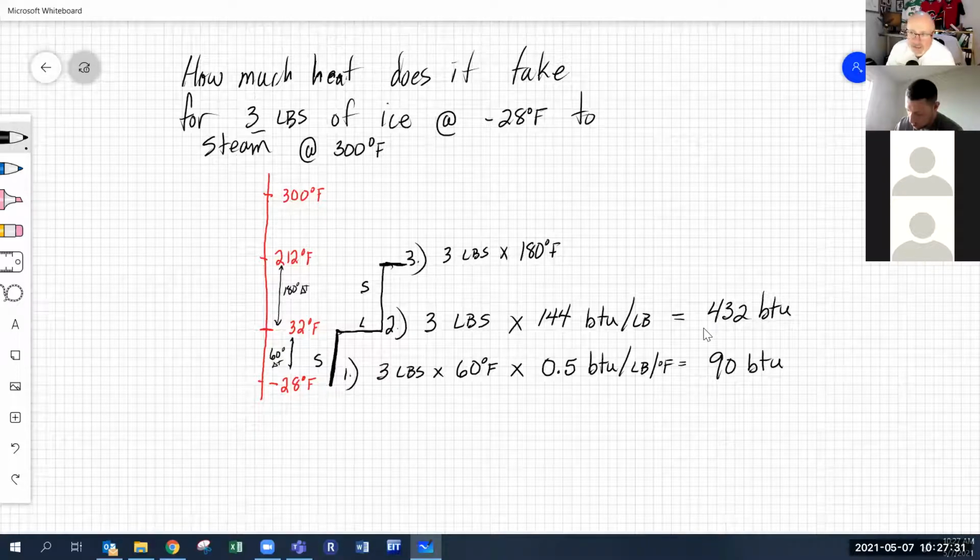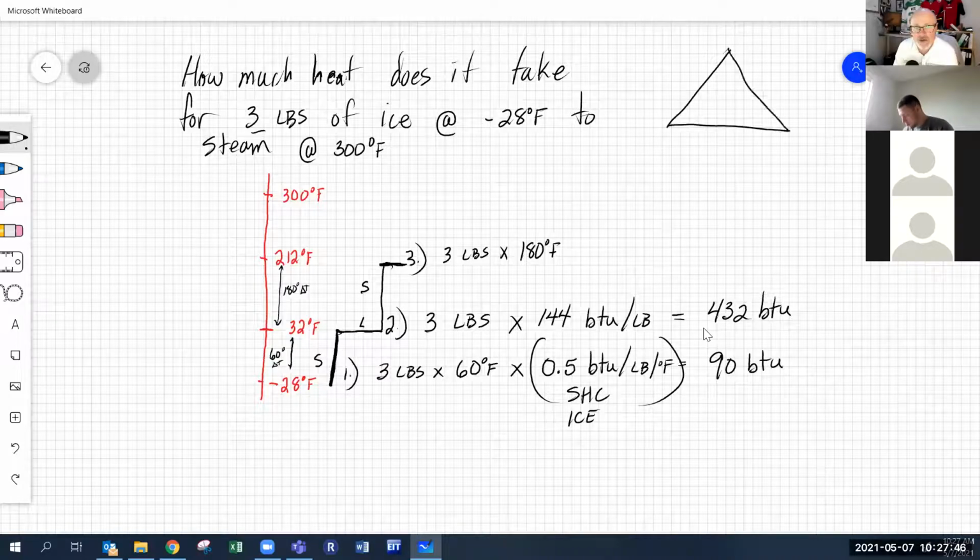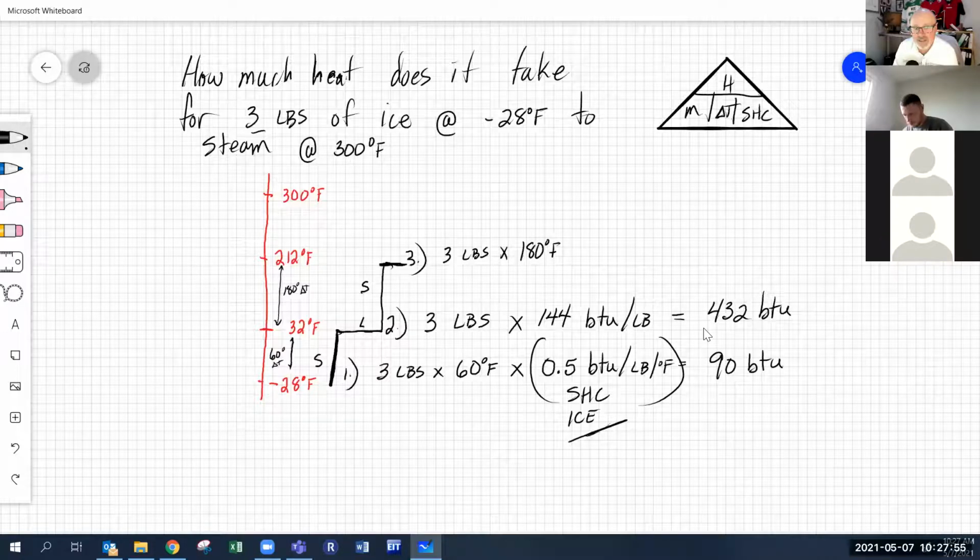That's okay, Tyler. The 0.5 is the specific heat capacity of ice. Yes, it is the multiplier. So if I had my formula triangle for sensible heat, the heat is equal to the mass times the delta T times that specific heat capacity. And that's what that is. Latent heat is the heat, mass, latent heat value.